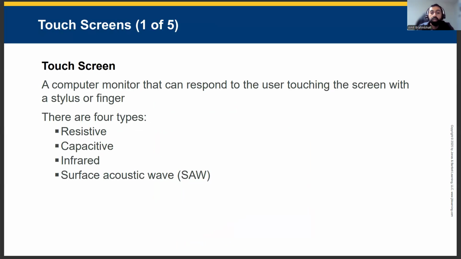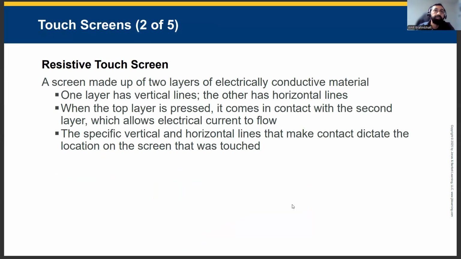Touchscreens. A touchscreen senses where you touch a display. Four common types are resistive, capacitive, infrared, and surface acoustic wave, SAW. Each type balances clarity, cost, and whether it supports gloves or multi-touch.